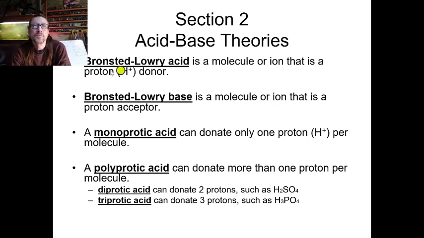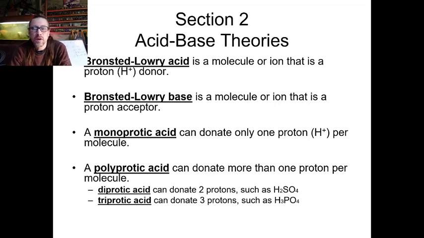Bronsted-Lowry base. A Bronsted-Lowry base has the ability to accept this. A really good Bronsted-Lowry base would be F minus, the negative fluorine ion. Fluorine ion really wants to hang out with this hydrogen, and so it will accept that in solution.